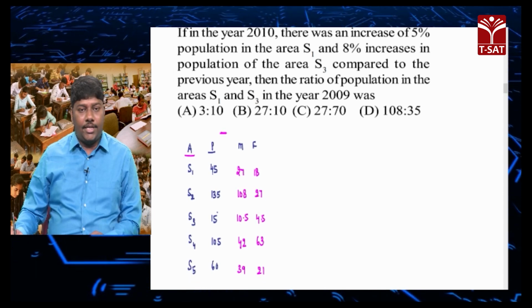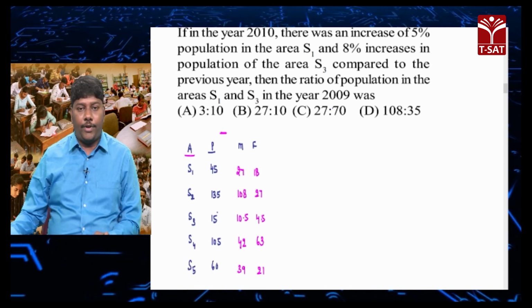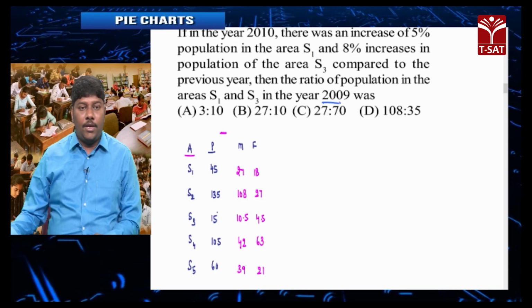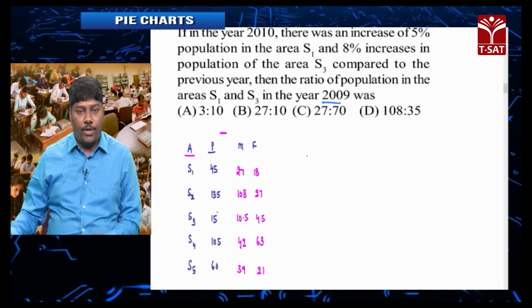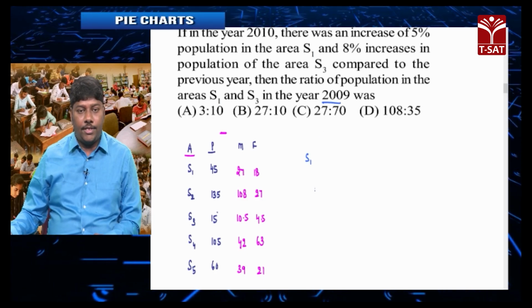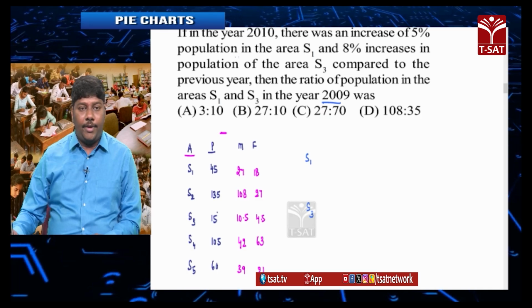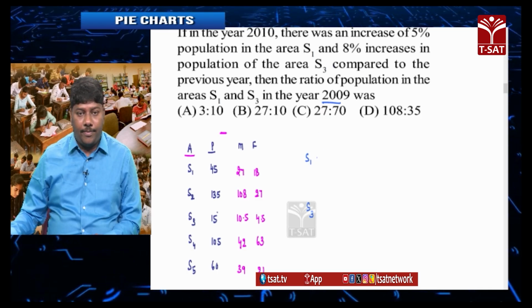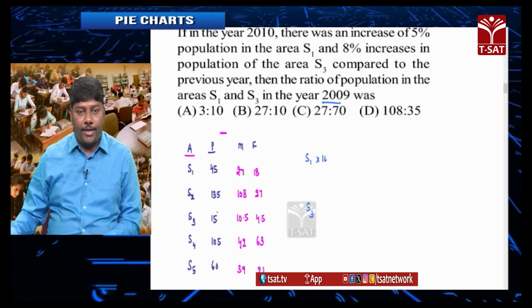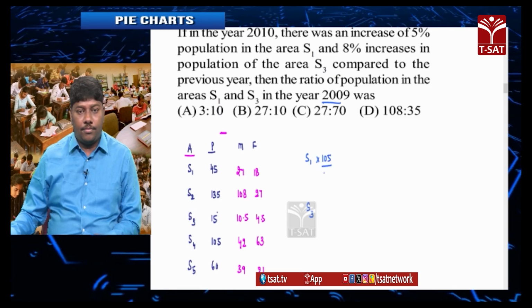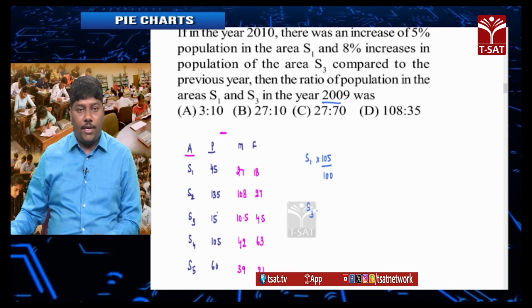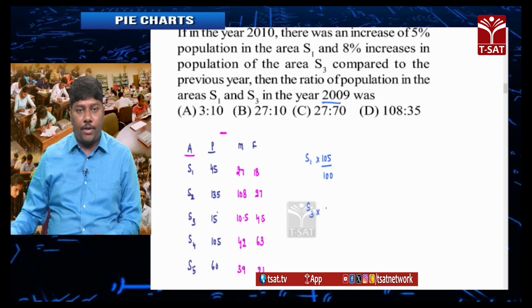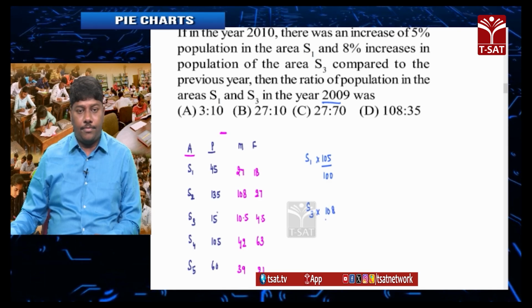So the data is actually given for 2010. We need to find out the data for 2009. Let the population of S1 be S1 and let the population of S3 be S3 only. In 2010 it became what? There was an increase of 5% in S1, so 5% increase, you can say 105 by 100. In S3 it is increased by 8%. Therefore, I would say 108 by 100.